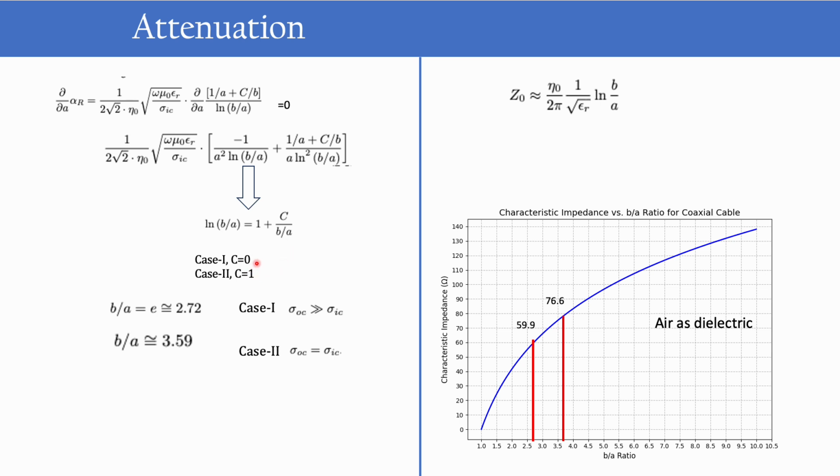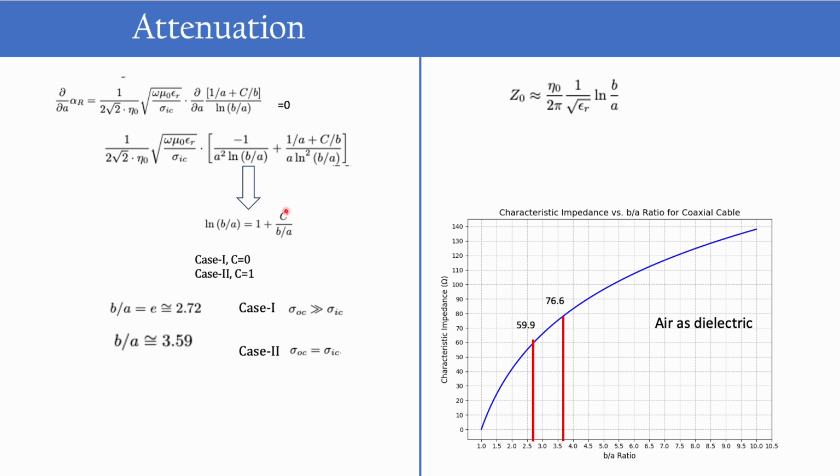In our previous case, we have considered two cases, that is c equal to 0, and c equal to 1. In the case c equal to 0, we are considering that the conductivity of the outer conductor is greater than the inner conductor, and in the c equal to 1 case, we are considering the conductivity of the outer conductor is the same as the conductivity of the inner conductor.